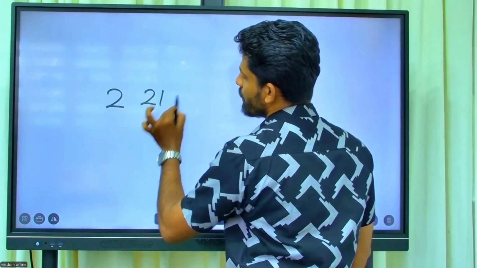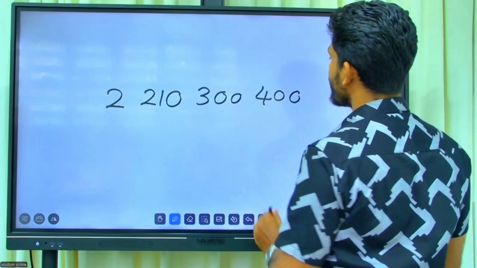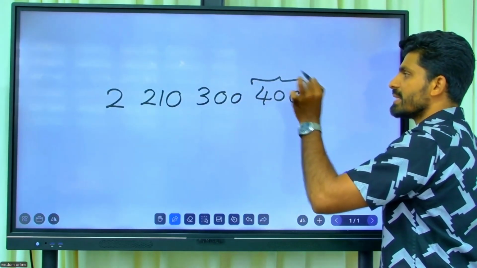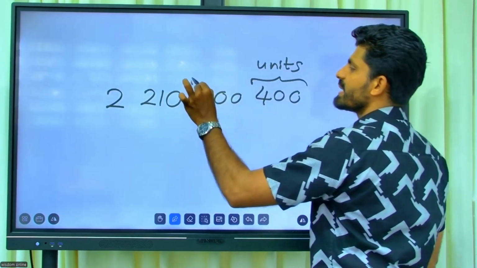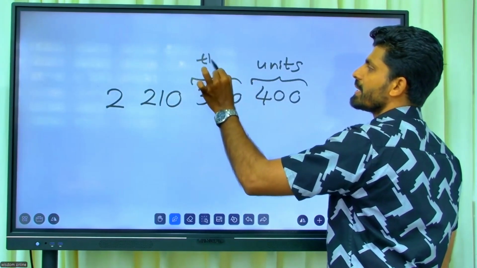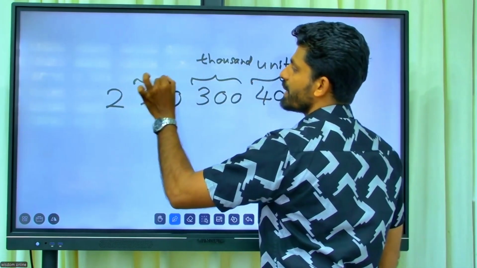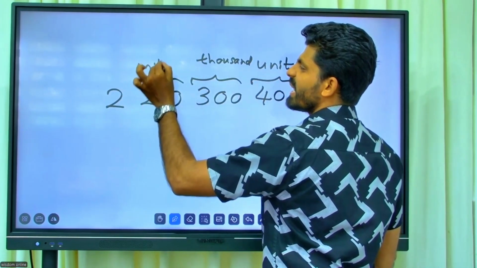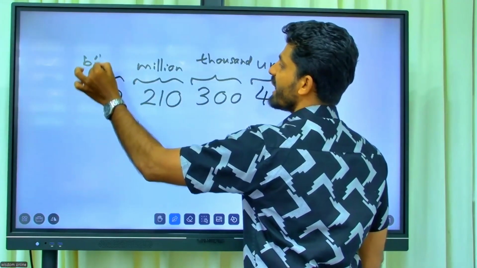300, 400. Right, quickly talk with me. What is the name of the period? Look at the first period, units. Look at the second period, thousand. Look at the third period, million. Look at the last period, billion.